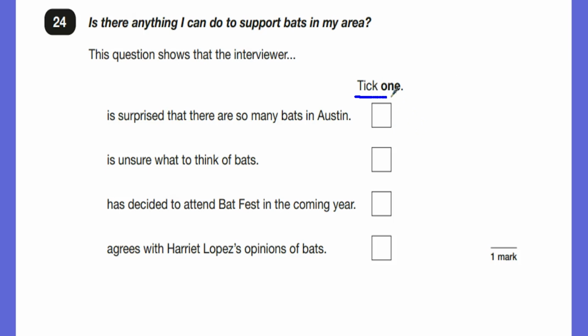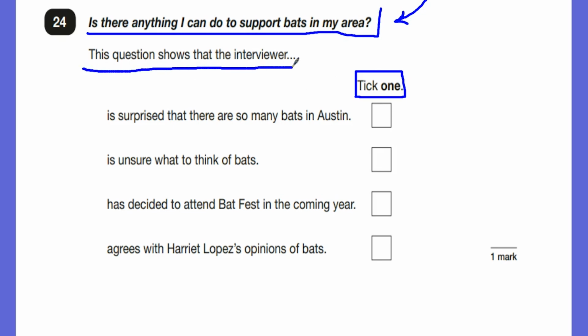Now it says tick 1. We've already read about bat boxes. Let's see. This question shows the interviewer. Okay, so this is a different kind of question. Another good question which is tricking them a little bit, because you might read this as the question, but you've got to be very careful. That is not the question. This question shows the interviewer is. So by asking this question, how does the interviewer feel about bats?